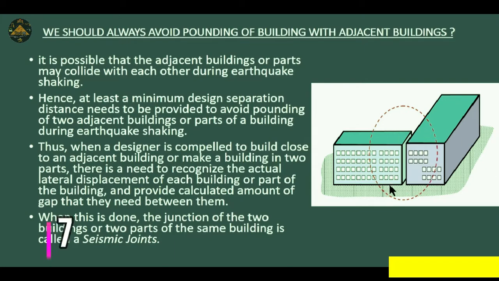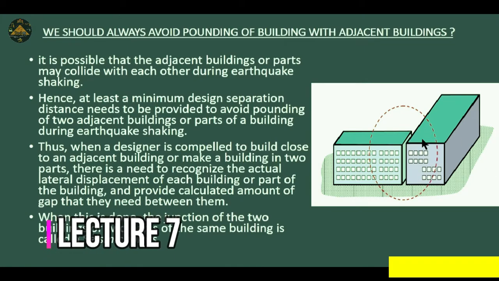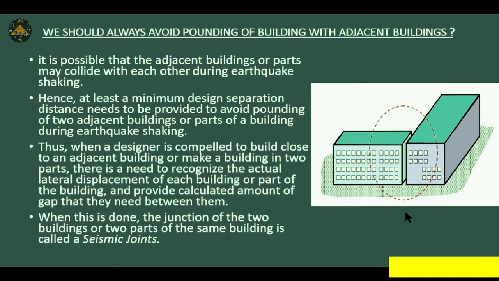This is also a very important diagram. That is, what if we are constructing two buildings at a very close distance? We should always keep a minimum distance between these two buildings, so that in earthquakes these two buildings do not strike into each other. Thus, when a designer is compelled to build close to an adjacent wall building, there is a need to recognize the actual lateral displacement of each building.